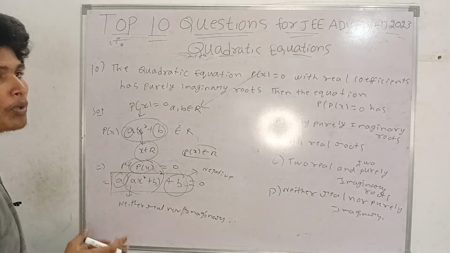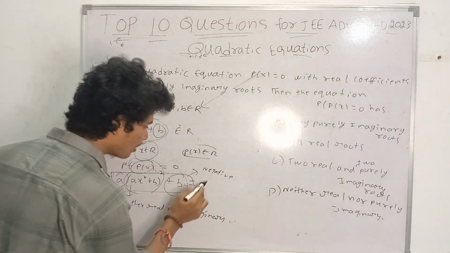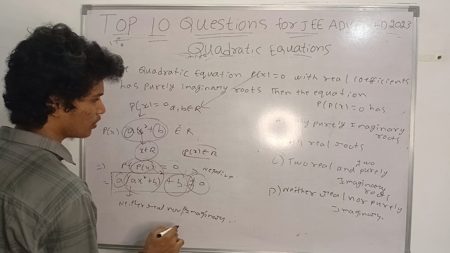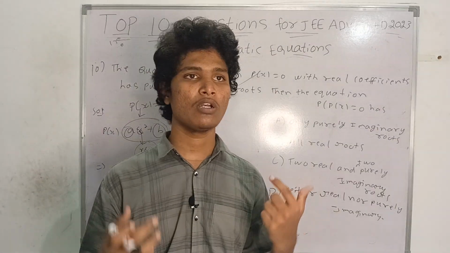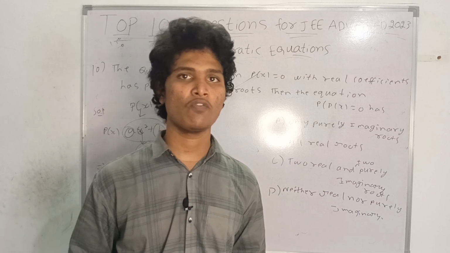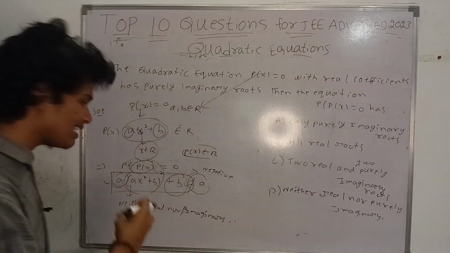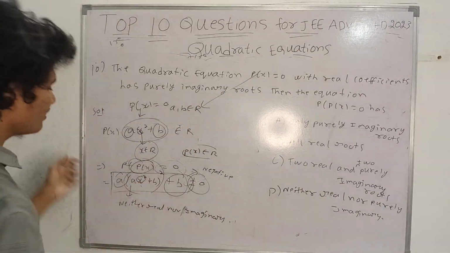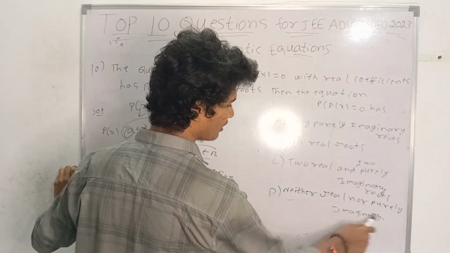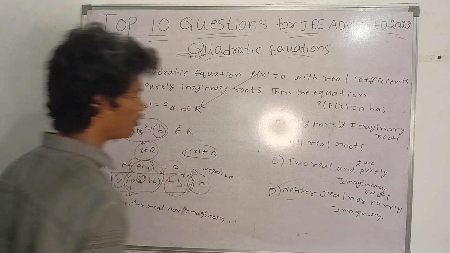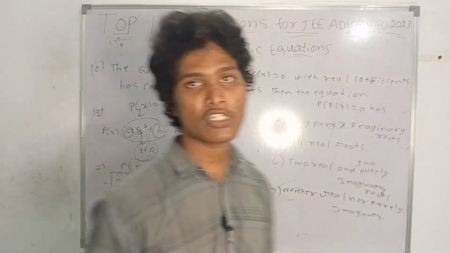the addition of two positive terms will be positive only. It cannot be equal to 0. That is the reason. For what values of x is this equation going to be 0? Those are the roots, we know that. But here there is no value of x for which this equation is going to be equal to 0. That is the reason there are neither real roots nor imaginary roots. This is important. So finally the 10 questions got completed.